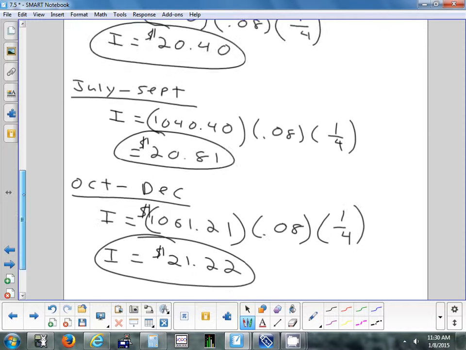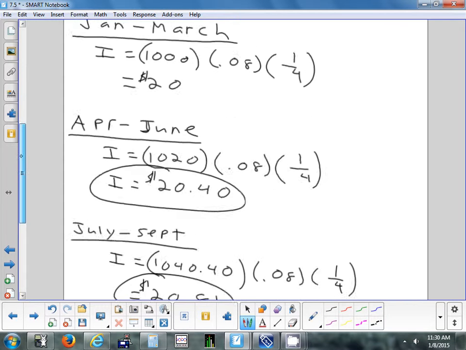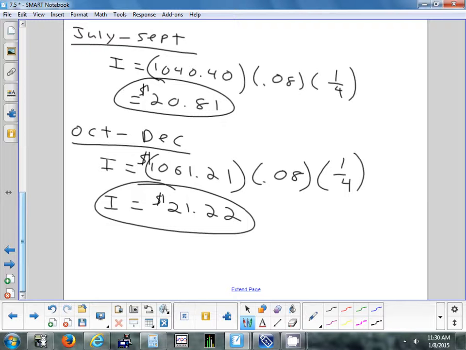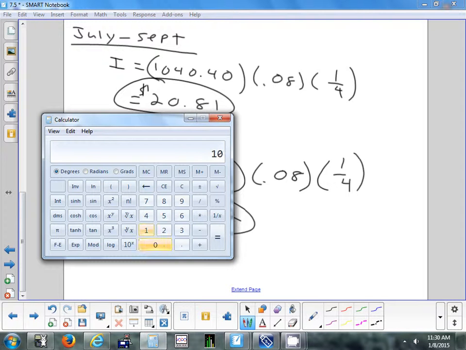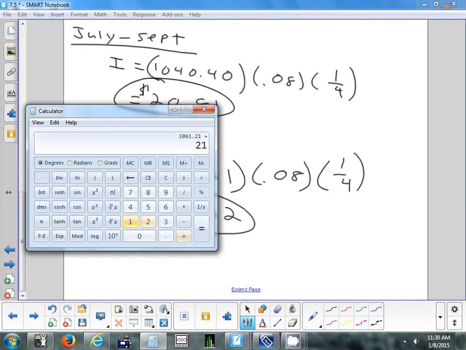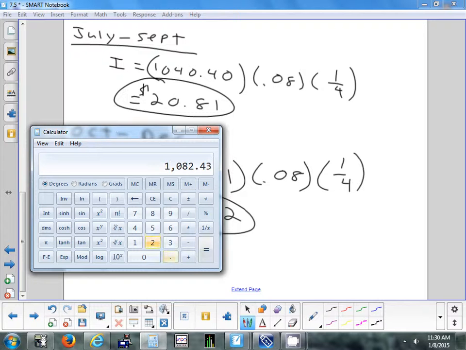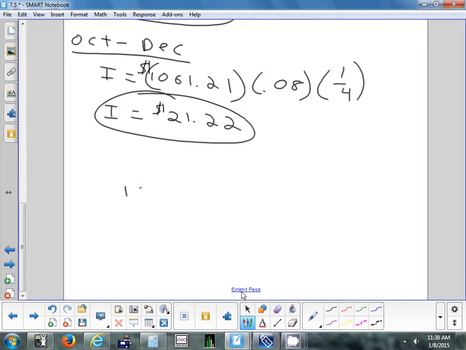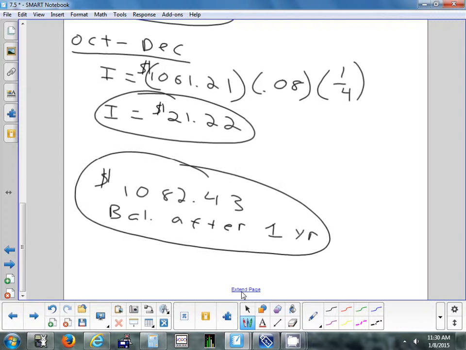So lastly, to answer the question, what's our balance after 1 year? I'll deposit that money into the account, and then we can see what we got. 1,061.21 plus 21.22. So after a year, we'll make $1,082.43. Balance after 1 year. $82 for a good year's work. Yep, $82. That's what the bank basically pays you for giving them your money.